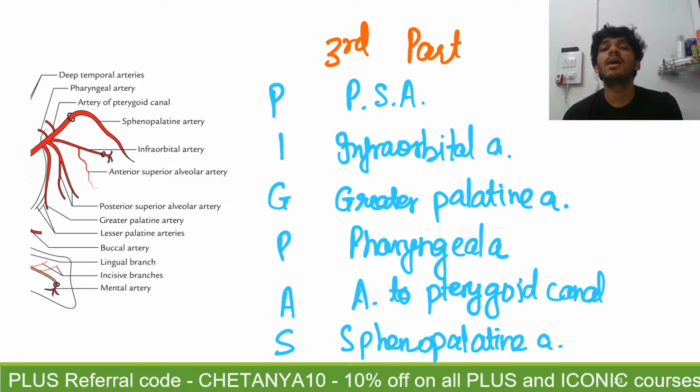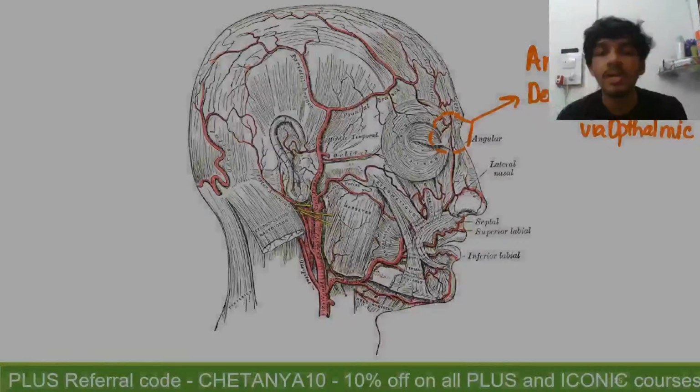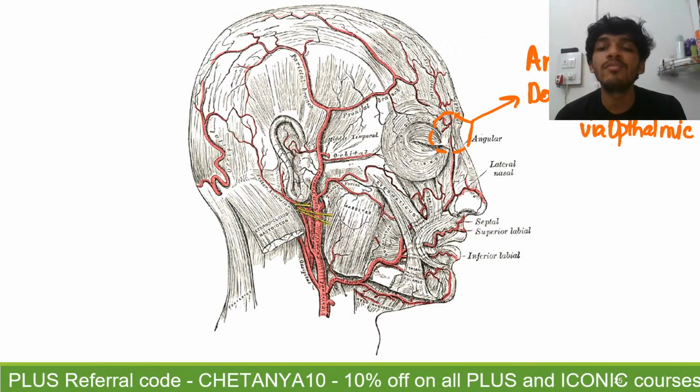Remember, the ascending pharyngeal artery is a direct branch of the external carotid artery, as the pharyngeal artery is a branch of the maxillary. The facial artery has two parts, cervical and facial. The cervical part has four branches, remembered by the mnemonic STAG. The facial part also has four branches: superior labial, inferior labial, lateral nasal, and the angular one.